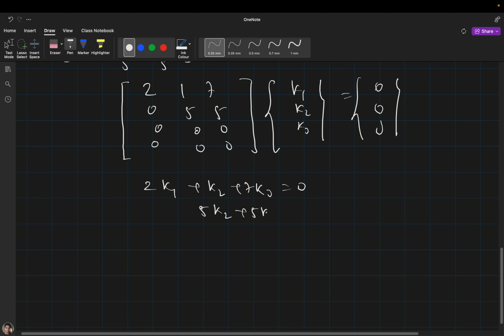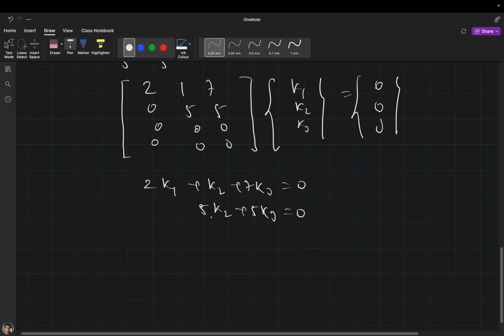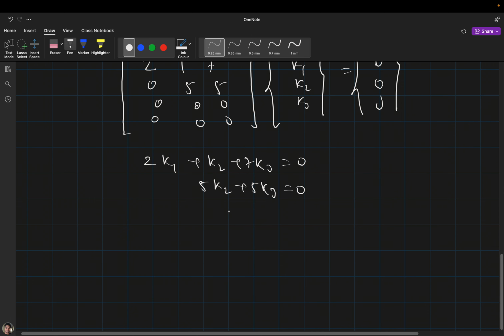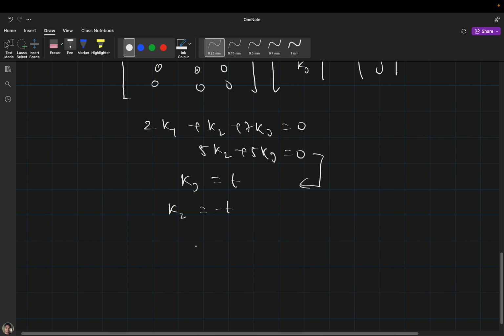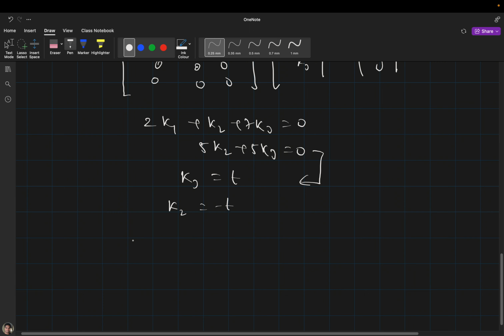5k2 plus 5k3 equal to 0. From this you can take k3 equal to t from this equation. Okay, then what will be k2? K2 will be minus t. Okay, then you can see that what will be k1?